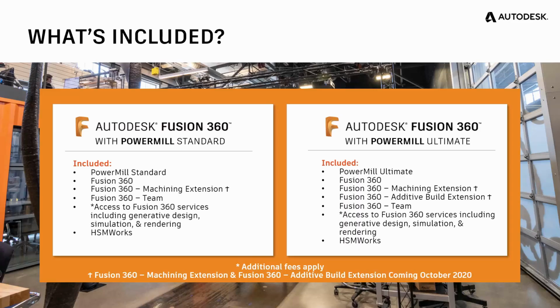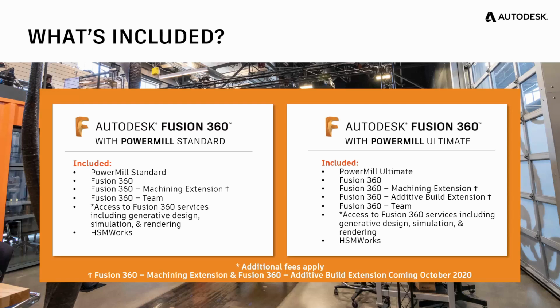Let's take a closer look at what these two new Fusion 360 subscriptions include in terms of the technology. Now, the first, Fusion 360 with PowerMill Standard, includes PowerMill Standard, obviously, but it also includes Fusion 360, so that core capabilities that Fusion offers, so solid and surface modeling, assembly modeling, rendering, ECAD, CAM capabilities, better cloud-based collaboration tools, and so much more. But it also includes a new machining extension, which offers you even more advanced manufacturing capabilities for CNC machining. And we'll be sending out more information about these particular extensions in October of this year.